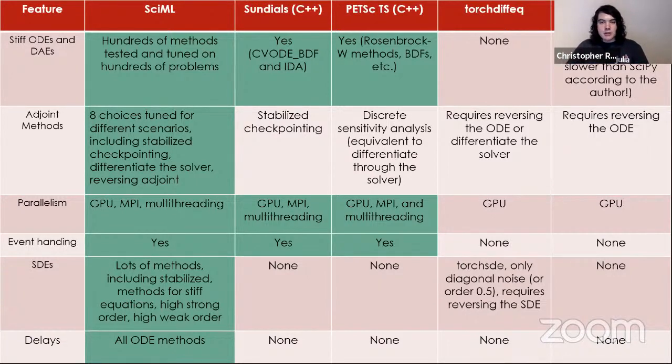Now, just like these classical libraries in C++, we have tutorials showing how to utilize this with MPI, with multi-threading and GPUs. We have event handling, right? So we'll demonstrate an example of that, where you can say whenever a value hits 5, do a certain event.